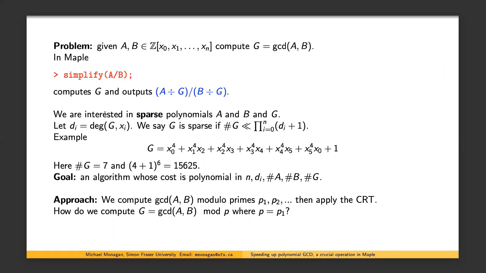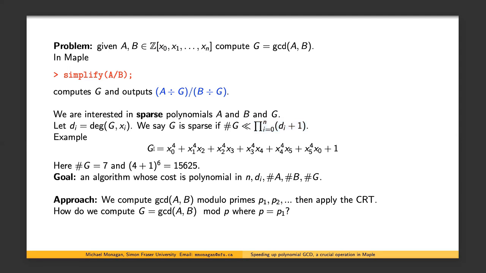In our work, we're interested in sparse polynomials. We want our algorithm to work well for sparse polynomials. So A, B, and G are sparse. And I'm going to just say what sparse polynomials are. Let di be the degree of g in the ith variable. We say g is sparse if the number of terms in g is much smaller than the maximum number of terms the polynomial could have with degrees di.